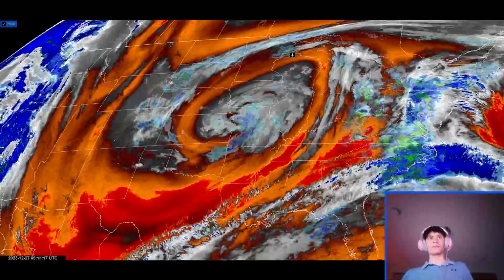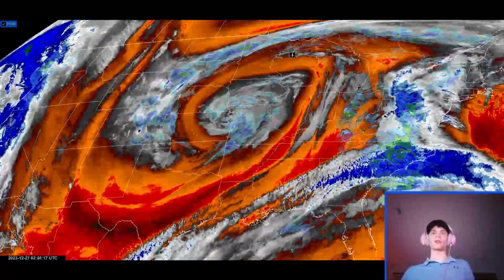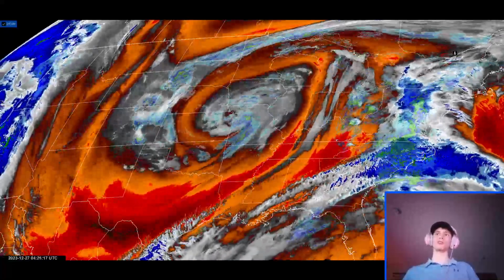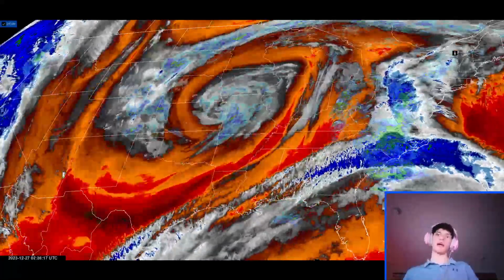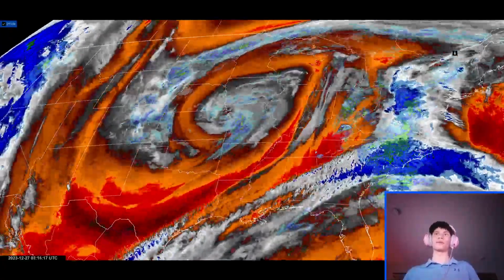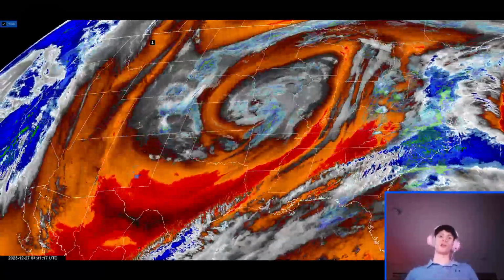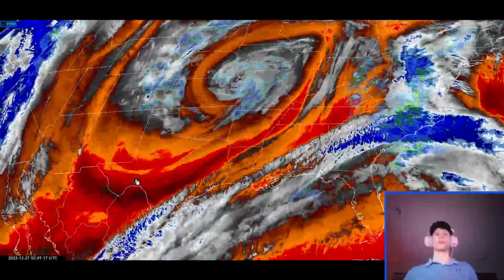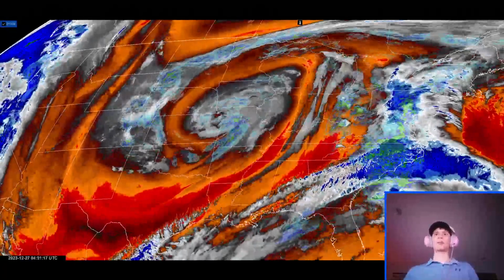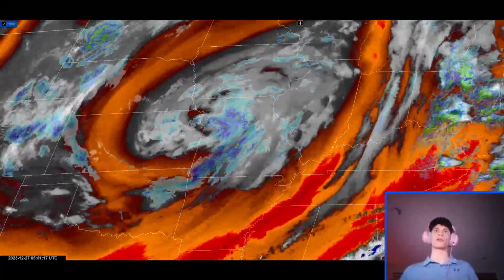So, the imagery you see right in front of you is a water vapor satellite. The white and blue colors show areas with moisture, and blue is the highest amount of moisture, and the reds and oranges and yellows are drier air, and the redder colors are just extremely dry air. This imagery has radar imagery overlaid on top of it too, so you can see what that's doing.